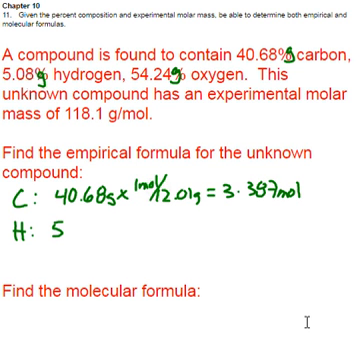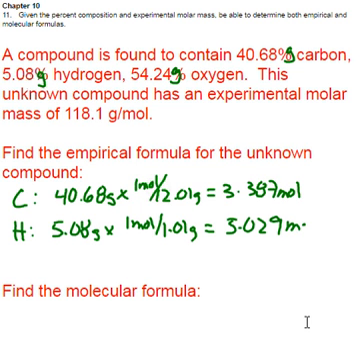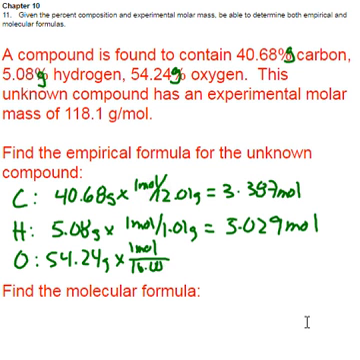Then hydrogen, 5.08 grams. 1 mole of hydrogen weighs 1.01 grams. This is 5.029 moles of hydrogen. And my oxygen, 54.24 grams. And 1 mole weighs 16 grams. So this is 3.390 moles.